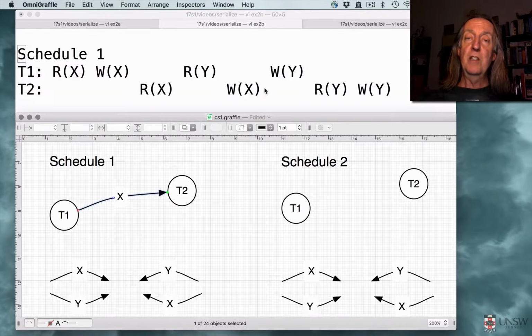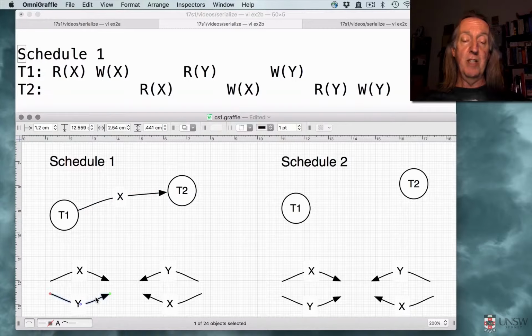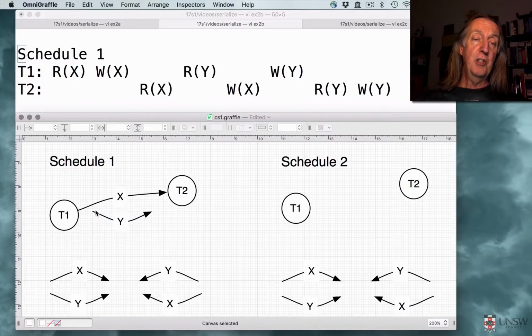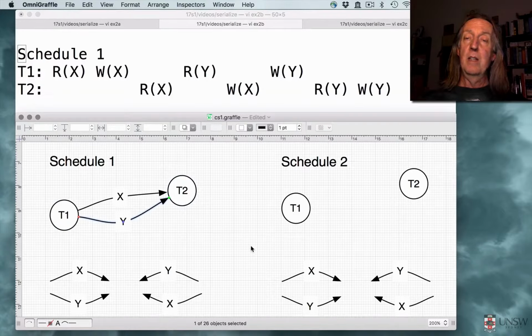No conflict here, but there is a conflict here. In this case, transaction 1 writes Y before transaction 2 reads it, and therefore there's an arc between T1 and T2, and the precedence is going from, once again, T1 to T2. So let's put that arc in position. And there's a conflict there, but that's already captured by that arc there.